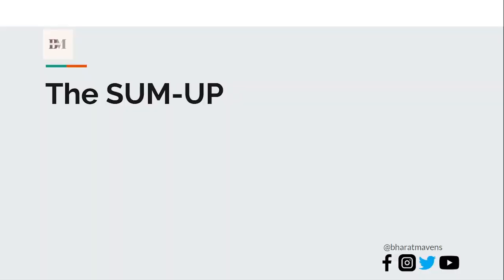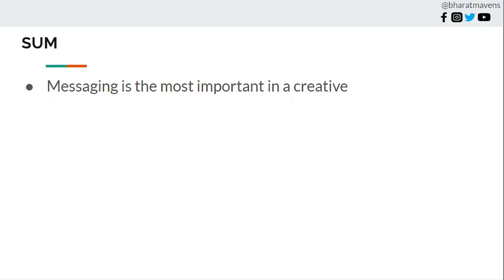The sum up of the whole video, here it is. Messaging is the most important thing when you are analyzing a creative. Think in terms of, is the messaging good? After that you analyze whether the CTR is good, CPS is bad, CPM is good, whatever it is. Then, it's not an if-else statement. If the CTR is good, you should be changing just the creative.